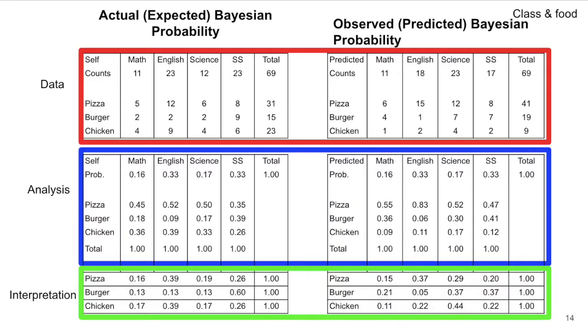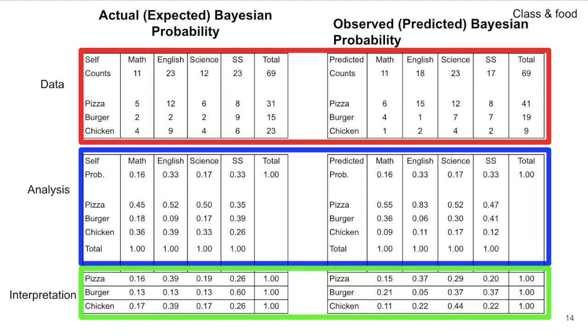Here I have a table from spreadsheets about the data from the survey. It is organized into classes, foods, and totals. In the red section, you can see the raw data. 11 people picked math as their favorite, 23 for English, and so on. Same for the foods. However, in the blue section, I put it into percentages.